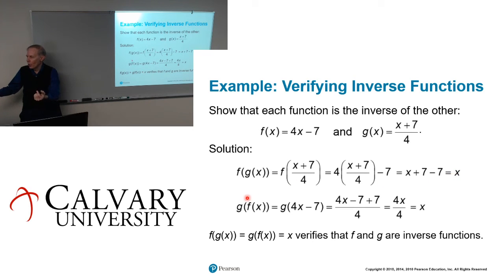Then, if you would go through and do all the working, it's not hard, but it is a little complicated, g of f of x also gives x. That means they are inverses. Now think about really what's going on here, because they're really just two-step problems.